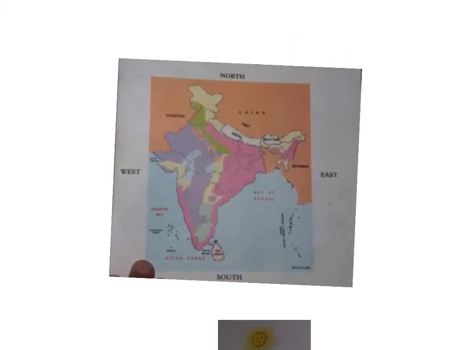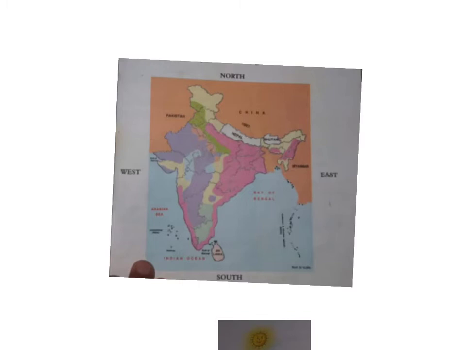Dear students, the directions help us to locate things in the neighborhood, town and city. Now, directions in a map. This is a picture of a map. Dear students, it's very easy to find out directions in a map. Let's have a look at this map.